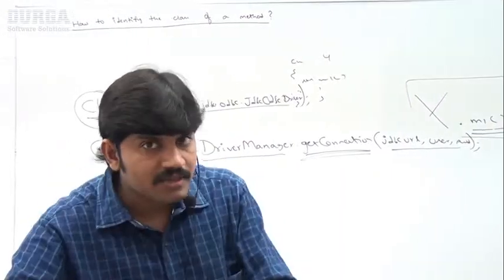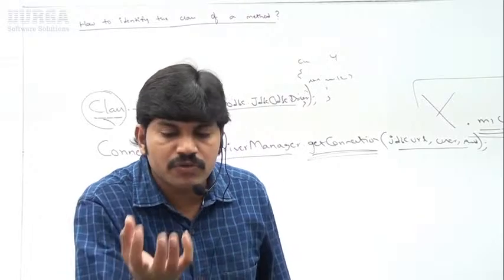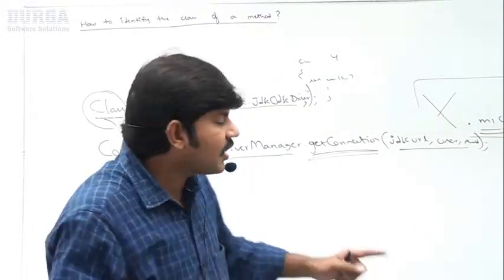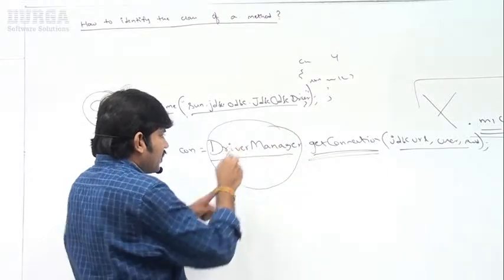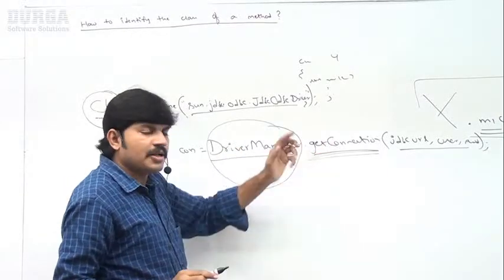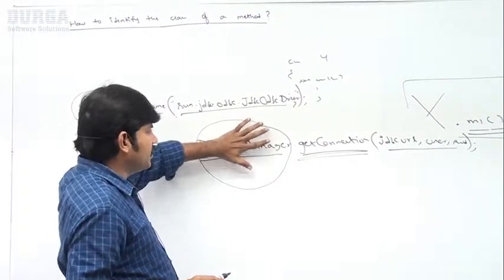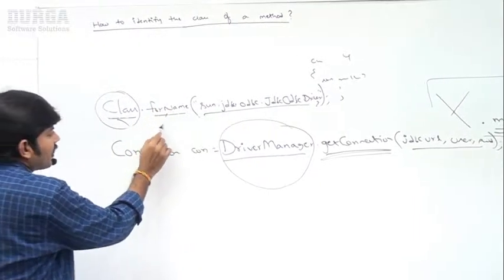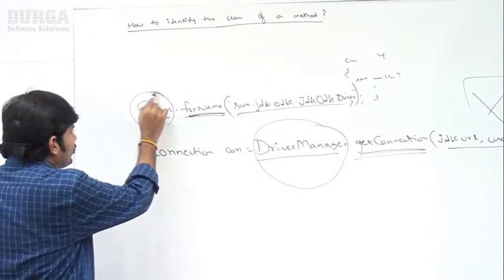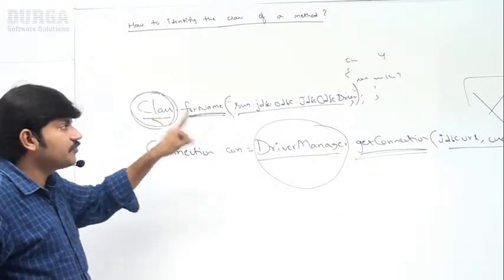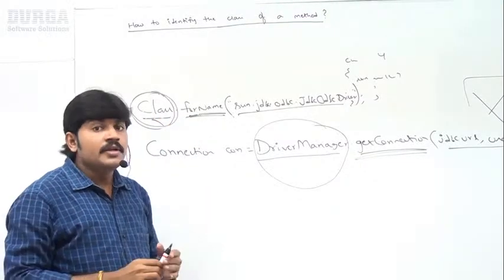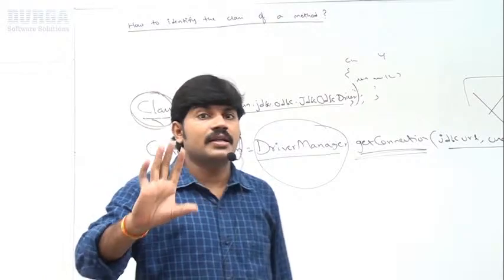Next, where are these static methods coming from? By using which class name are you calling this method? I'm calling the getConnection method by using the DriverManager class. That's why this method is present inside the DriverManager class. Next, Class.forName. I'm calling the forName method by using Class, so this Class contains the forName method. Clear for all of you, right? This is about static terminology.